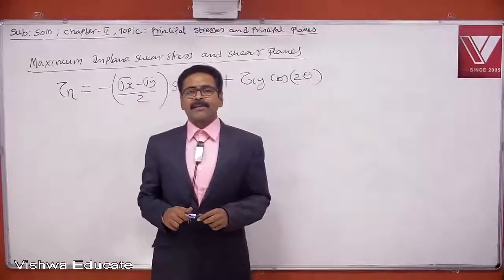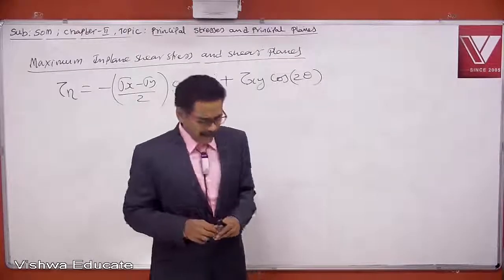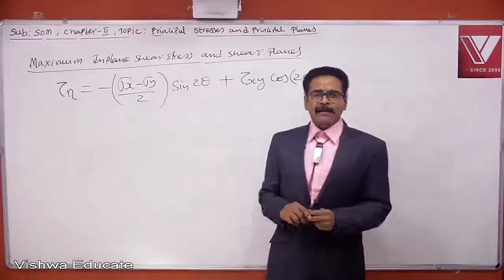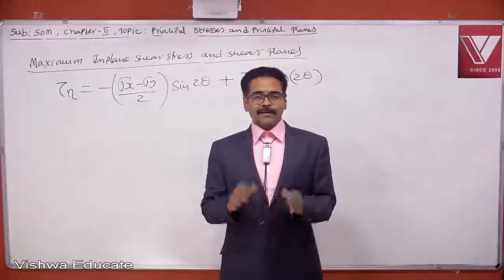So what is our understanding? The angle between any two principal planes is 90. The angle between any two shear planes is also 90. The angle between a principal plane and a shear plane is 45 degrees. These things we learnt.